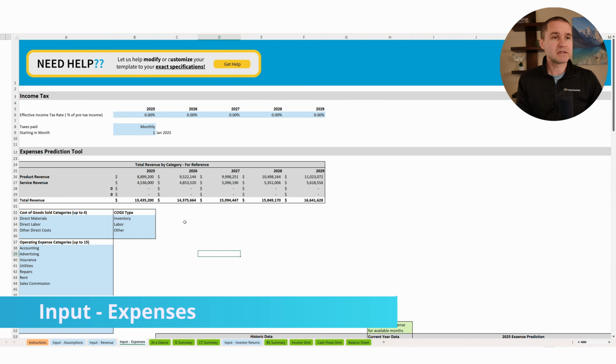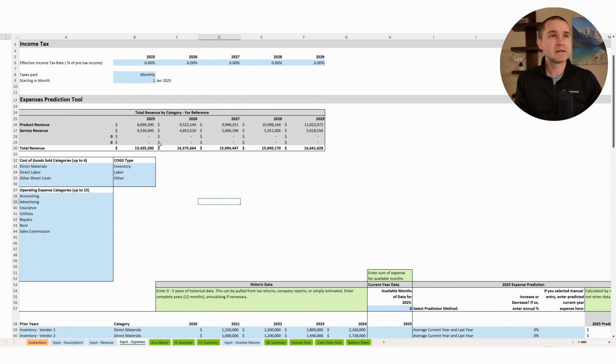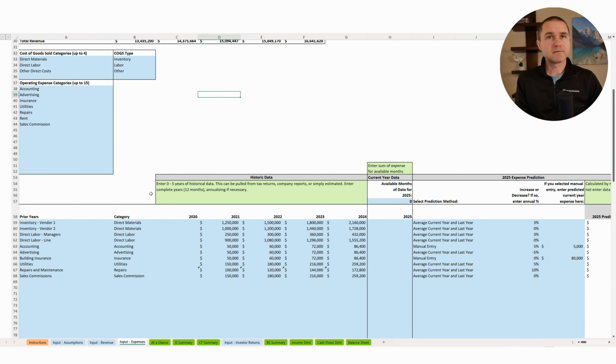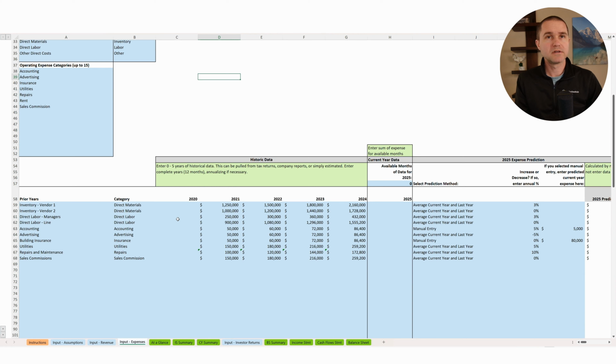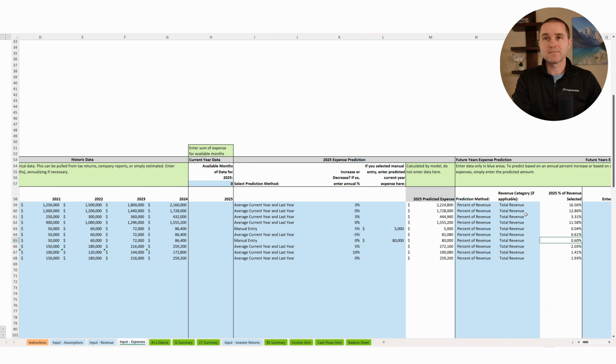All right, so let's move on to the input expenses tab. You do have some assumptions if this is not an LLC or partnership where it's a pass-through. If it's a corporation, for example, that is paying corporate income tax, you can put in your income tax percentages here, when those would be paid. You can set cost of goods sold categories and operating expense categories. You'll be able to enter in your historical expenses from the seller. And here, similarly, we can do the average current year, average last year, manual entry, apply an increase or decrease to expenses, or a manual entry if we want to do that for any specific numbers.